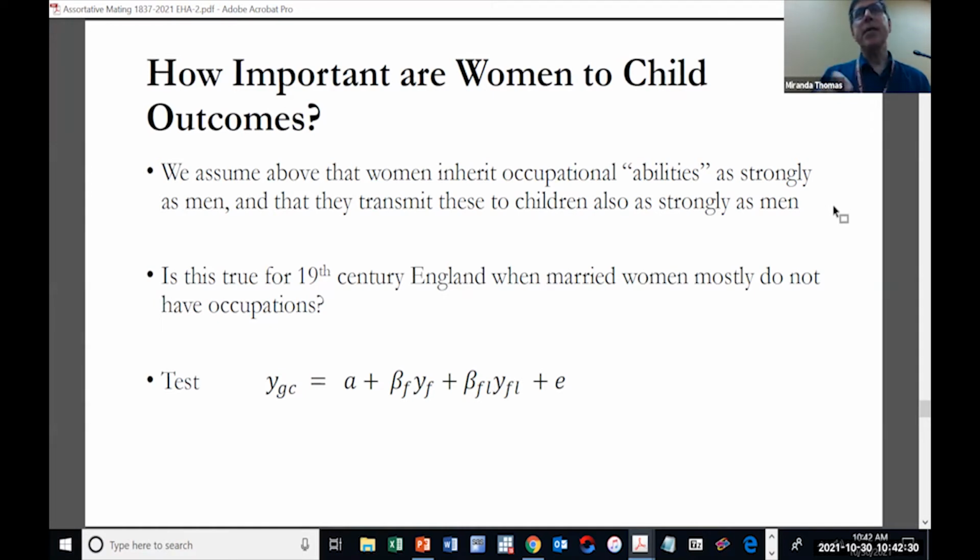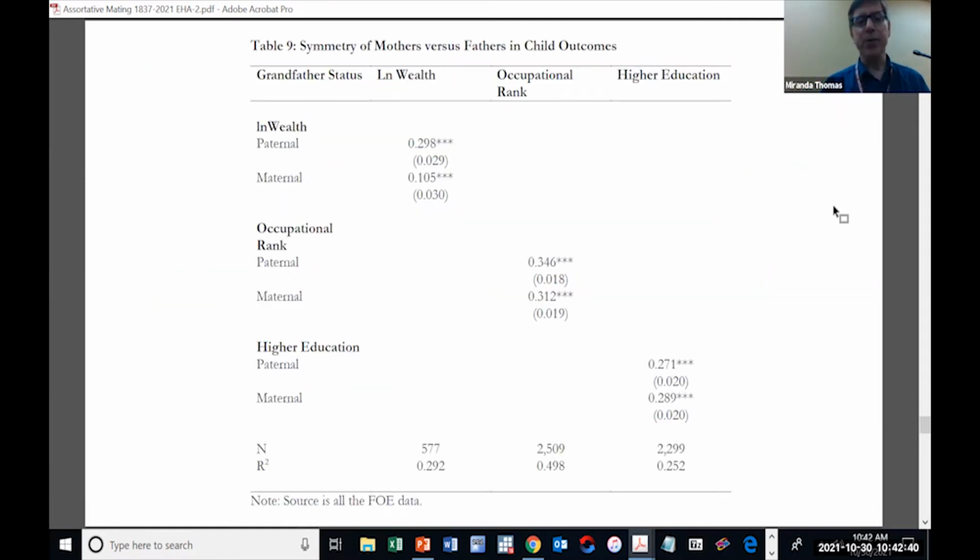And as I say, if the flow is as described, we should again get symmetry in terms of the outcomes on the child between the paternal and the maternal grandfather. In the case of wealth, this is not the case. What happens is paternal grandfather's wealth is much more predictive than maternal grandfather's wealth. And that's very consistent with the fact that sons often inherited more than daughters in this period, and we can see that in the records. That's quite clear.